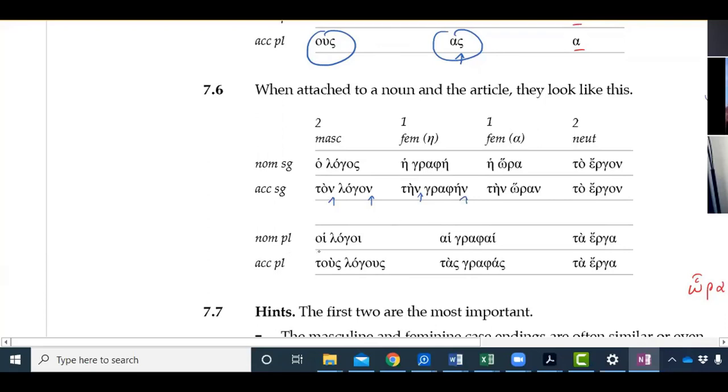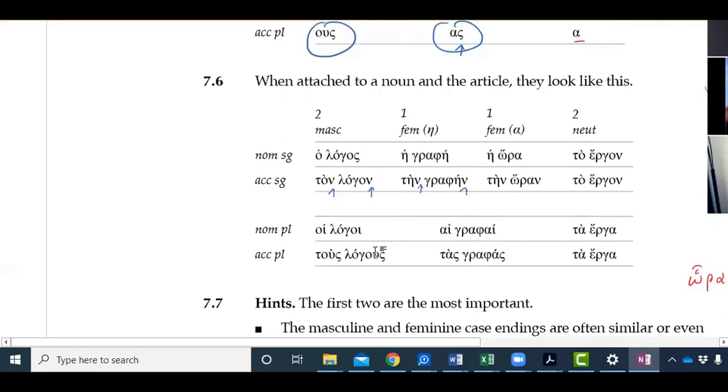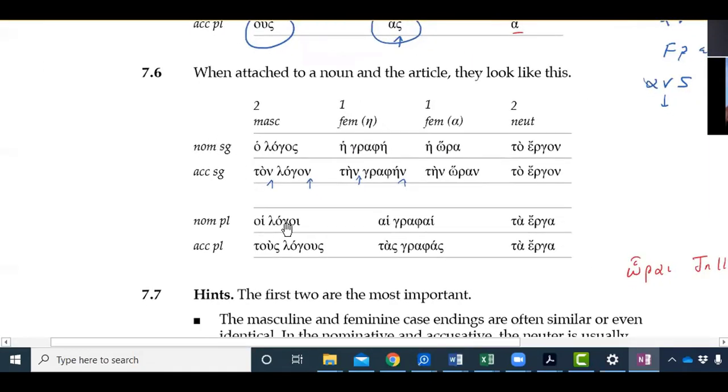Okay, nominative plural, everyone. οἱ λόγοι. αἱ γραφαί. τὰ ἔργα. Okay, so the words, the writings, the works. And then τοὺς λόγους. τὰς γραφάς. τὰ ἔργα. So notice how our endings on these articles match. οἱ, οἱ, αἱ, τοὺς, τοὺς, τὰς. Yes. Does that make you happy? Yes. Yes, it should.